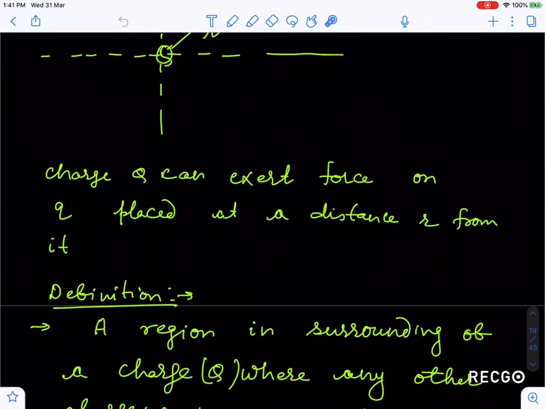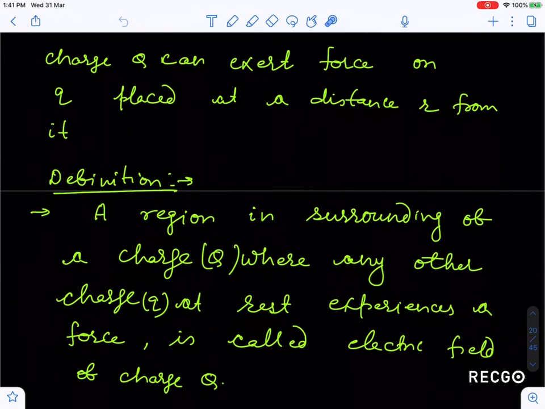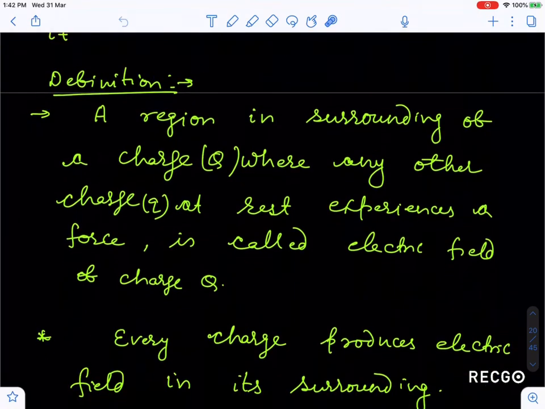So now we are going to understand the definition of electric field. A region in the surrounding of a charge Q, where any other charge at rest, like the small q I have kept here, experiences a force, is called the electric field of charge Q. So the region around a charge up to which it can exert force is called the electric field of that charge.